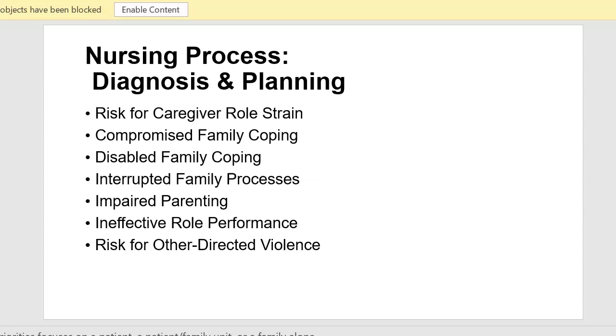Setting priorities focuses on a patient family unit, or a family alone. It is imperative that family and patient clearly understand and agree on the plan of care and priorities, because the priorities for a patient and the priority for the family are sometimes different.